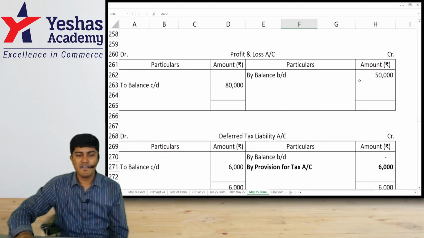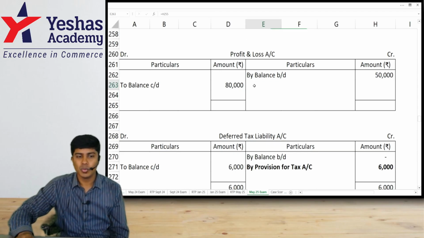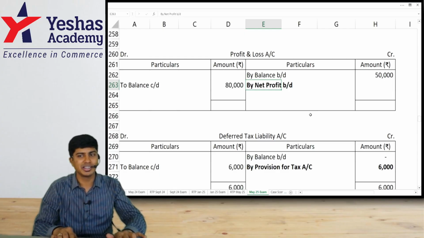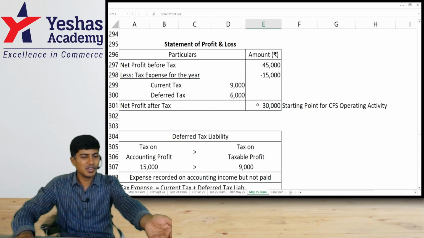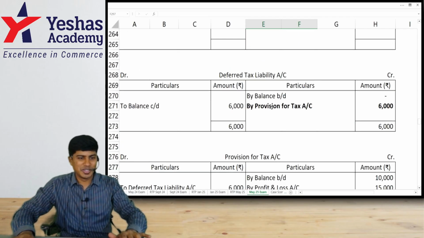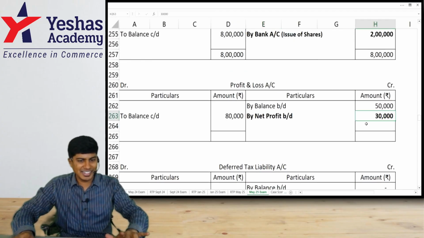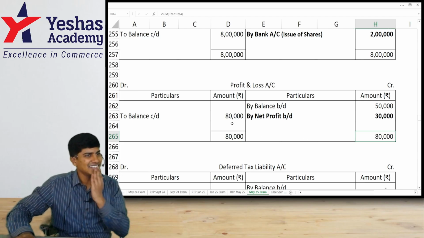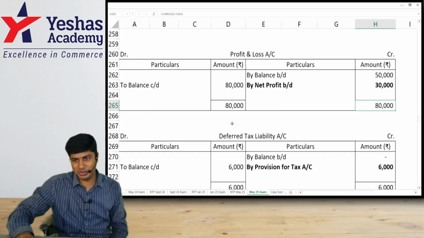See the P&L account. 50 became 80. How? There is profit earned during the year. How much is the net profit earned during the year? We did this working note, no? 45, then tax 15, 30. I'll show you the beauty. Have a look here: 30, 80, 80. Matching. Obviously, it has to.